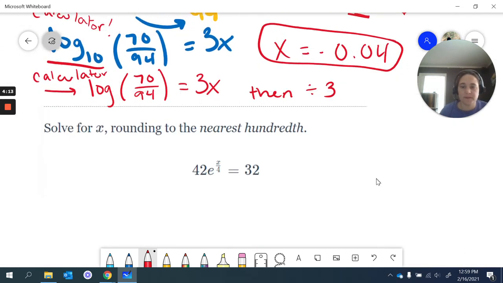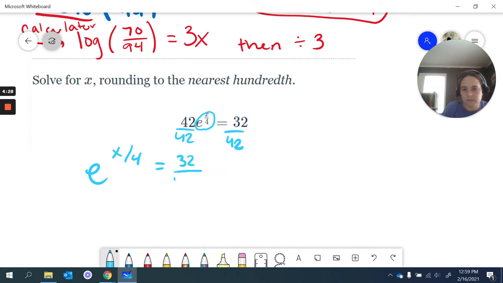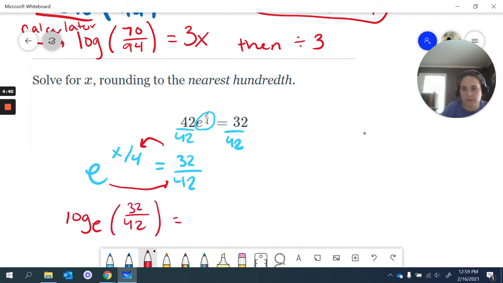Okay, our final example deals with an e. So again, I'm going to isolate my e to the x over 4, and I'm going to divide both sides by 42. So e to the x over 4 equals 32 divided by 42. You could reduce your fraction if you want, or you can just leave it like that. Then we're going to do our loop-de-loop. So log base e of 32 over 42 equals x over 4.